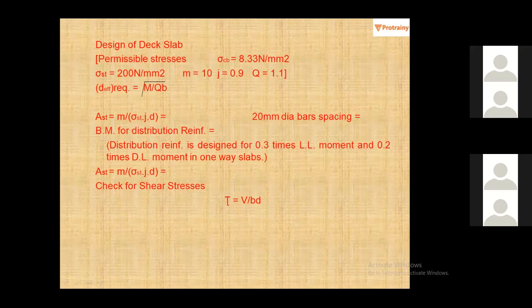When you reach this point, D effective required, after finding D effective required, you have to find the area of steel in tension. So please find out the area of steel in tension as per working stress method. There is a difference when I say working stress method, because the limit state method's process is different, and the working stress method's process is different. So please try to find out the area of steel in tension.